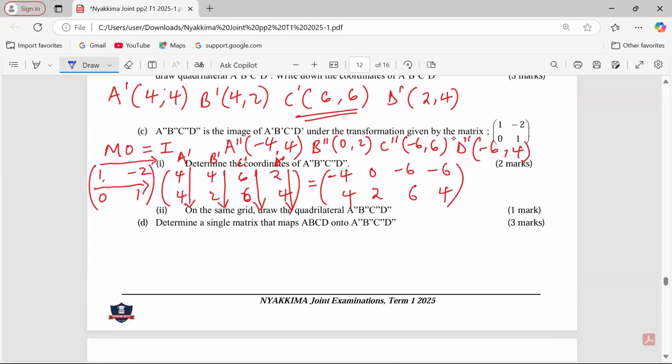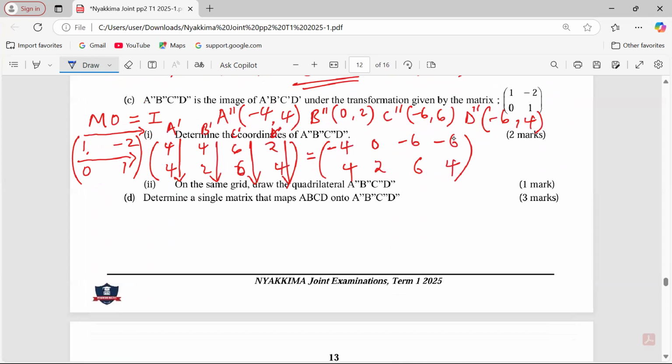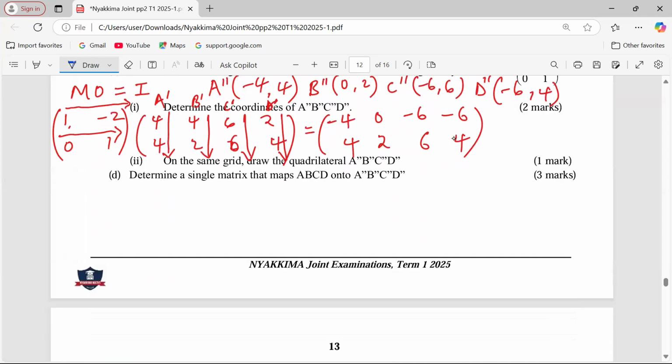After this, we are being instructed to determine a single matrix that would map the first quadrilateral into the last one. So a matrix, which we can give some coordinates like A, B, C, D.